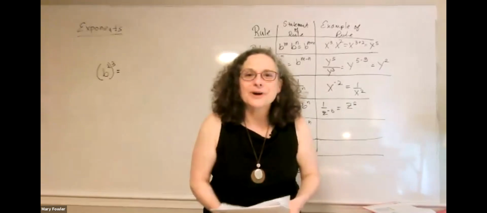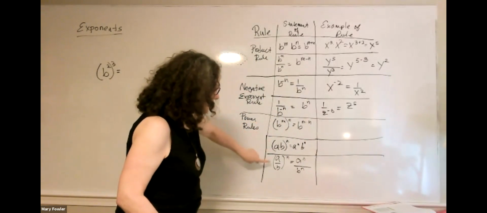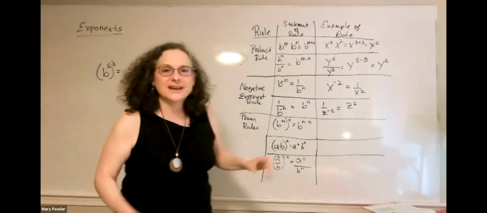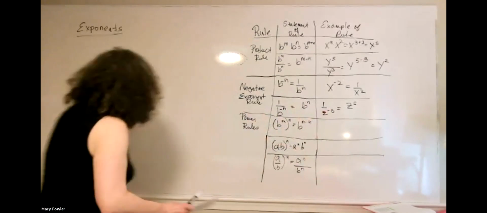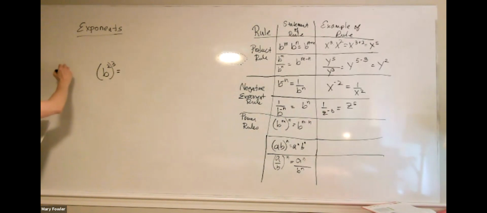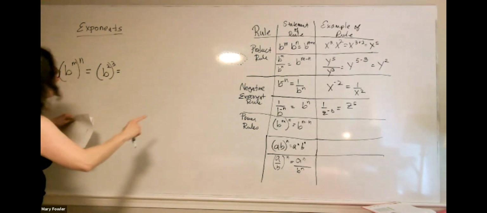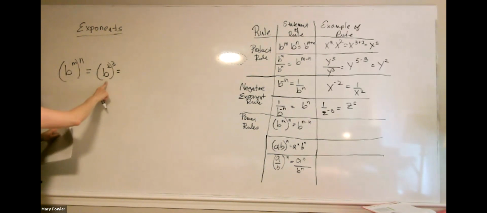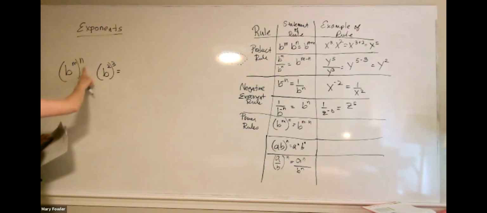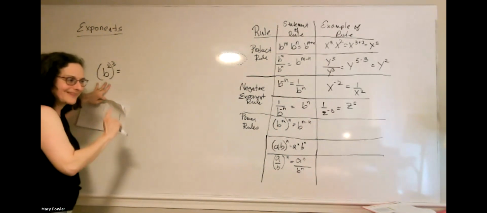Okay, so we're going to move on to power rules. And they have 3 different expressions here. So we'll take the first one and explore it for a minute. We want to look at the power rule, b to the m raised to the n power is equal to b to the m times n. But let's go ahead and explore it before we just use it without thinking about it.